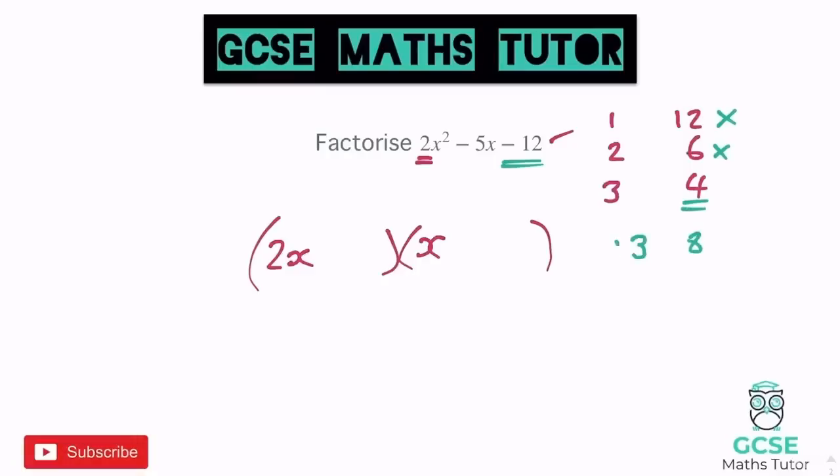You could do +3, take away 8, that would give us -5. So we want the 4 to double, so we stick that in the opposite bracket to the 2x. We want that one to be negative, so stick a negative with that. And stick your +3 in the other one, and there is your factorised double brackets.